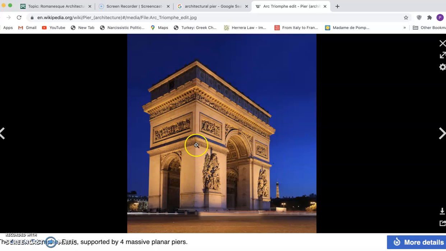So this is the Arc de Triomphe in France. These are rectangular piers. Not all piers are rectangular, many are. But you can see the blocky sturdiness that Anam was talking about. You can feel how they are actually doing the major work of support, and that's why they're so massive.